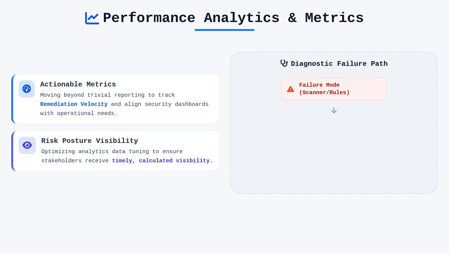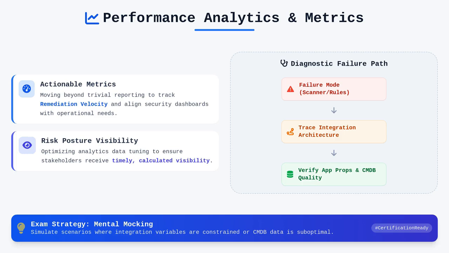When a scanner fails to ingest data, or when a vulnerability group does not trigger the expected assignment rule, you must be able to trace the issue back through the integration architecture or the underlying application properties. Establishing proper testing habits involves mocking these scenarios in your head, asking whether a logic flow behaves as expected when integration variables are constrained or when CMDB data quality is suboptimal.